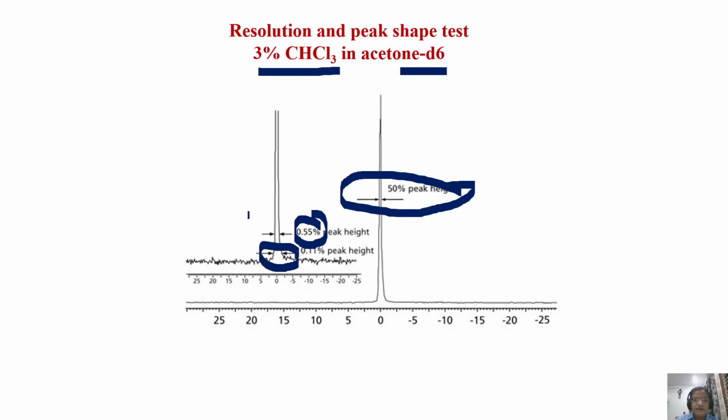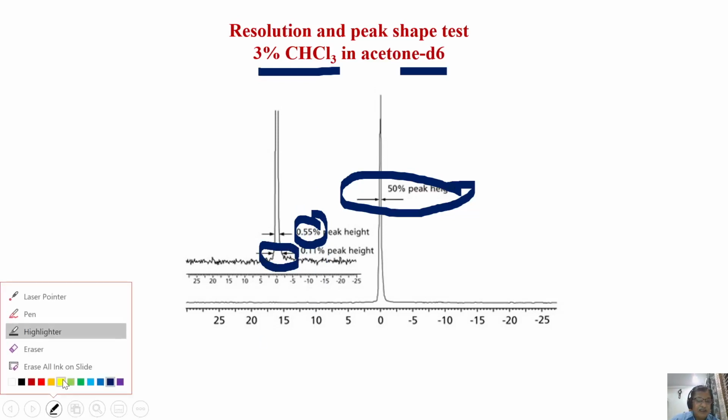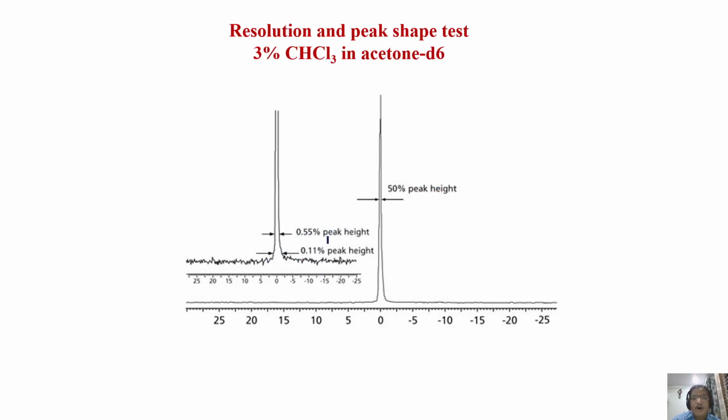In fact, if you really go by the numbers, 0.55% is wrong. 50% is 0.5. 0.55 is wrong. It should be 0.055. Half of 1% is 0.05. There is a mistake here. So it should be 0.055%, 0.55% and 0.011%. But this is a small error.